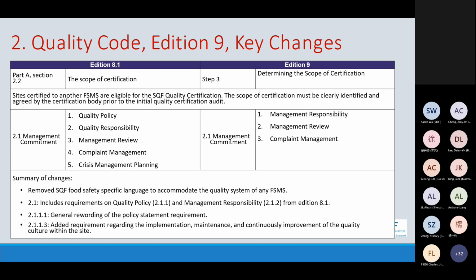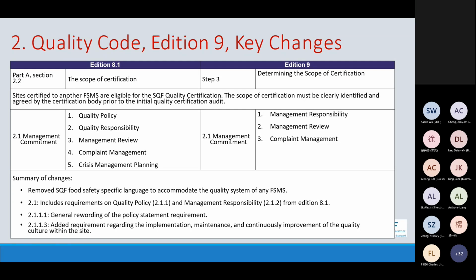So just going through Part A, as I discussed before, the scope of certification for the SQF Quality Code has changed so that sites certified to another food safety management system, GFSI standard, ISO 22000, any second-party food safety management system are eligible for the SQF quality certification. The scope of certification must be clearly identified and agreed by the certification body prior to the initial quality certification audit.